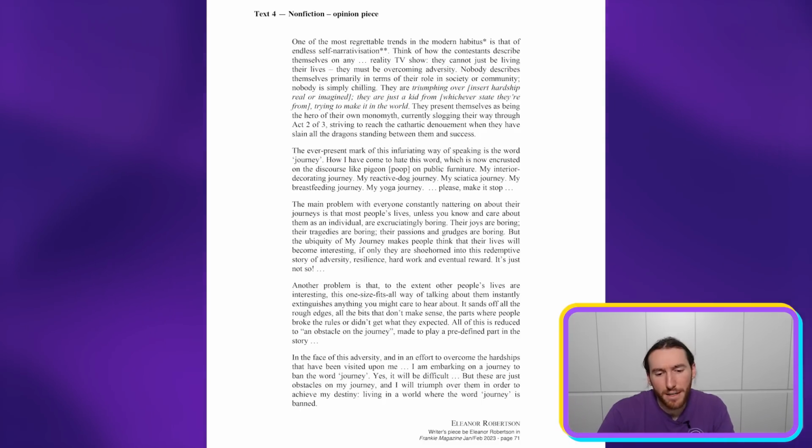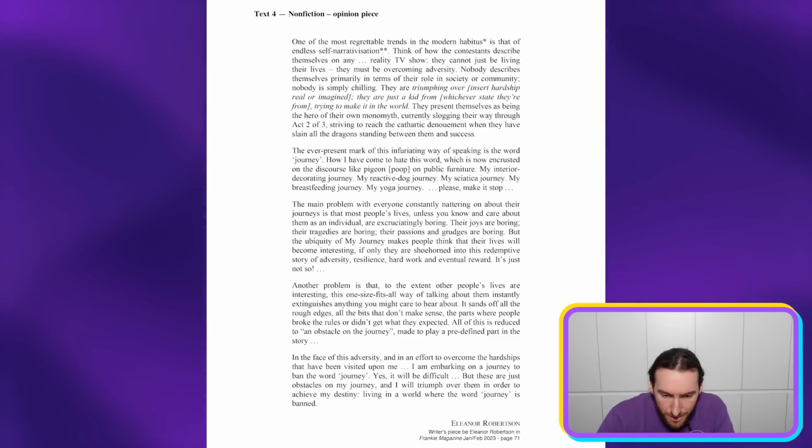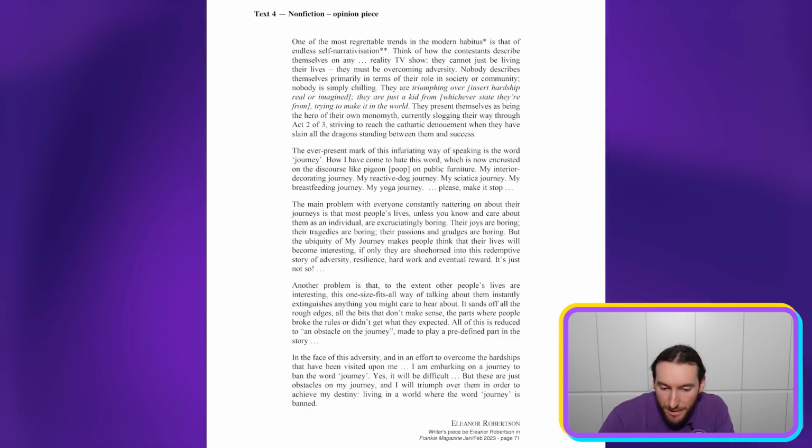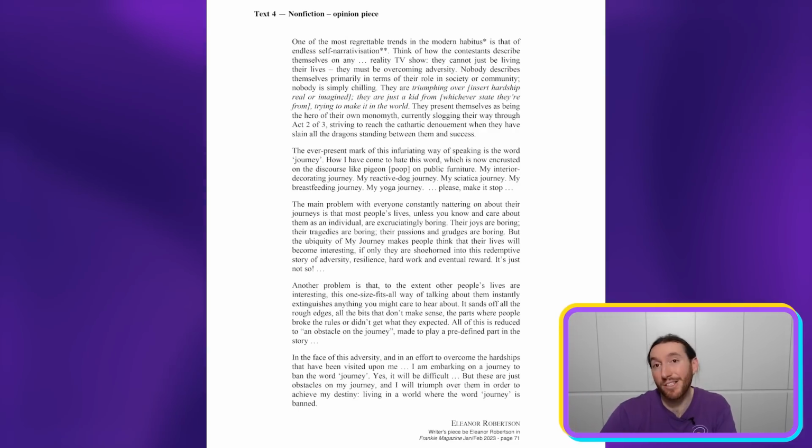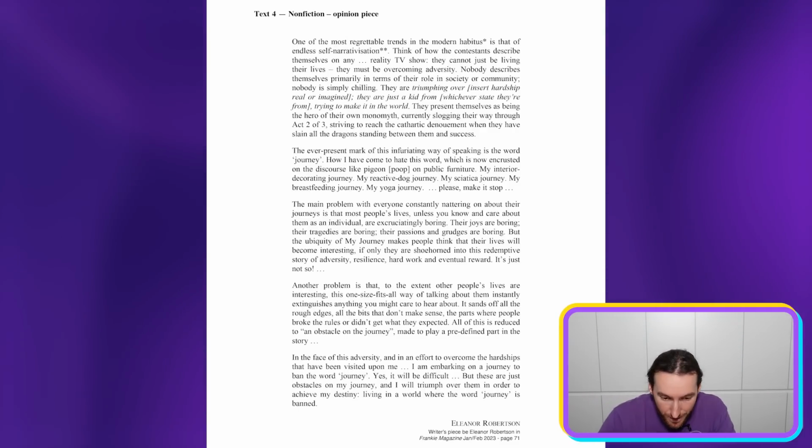In terms of finding key extracts, how I have come to hate this word, which is now encrusted on the discourse. So he's talking about the word journey. Everyone's on their own journey. The main problem with everyone constantly nattering on about their journeys is that most people's lives, unless you know and care about them, are excruciatingly boring. Okay, there's the perspective. He's saying people shouldn't care so much about their stories. No one cares. Okay, so it goes on to talk about that.